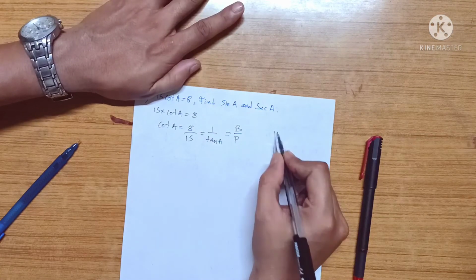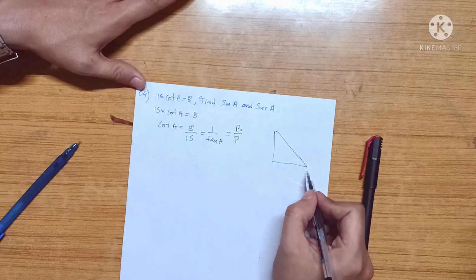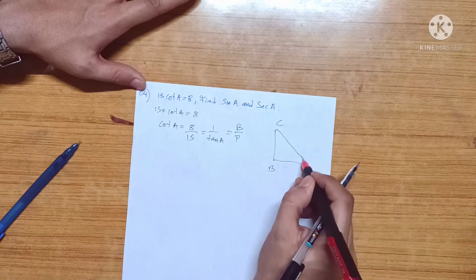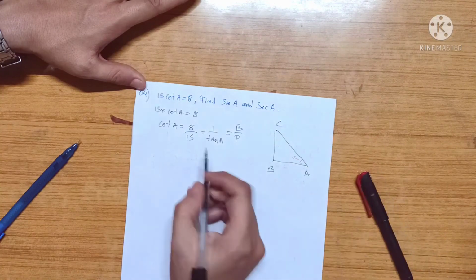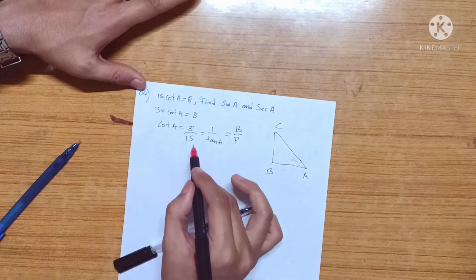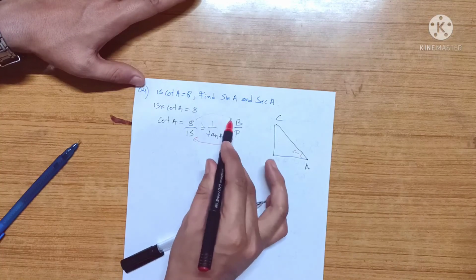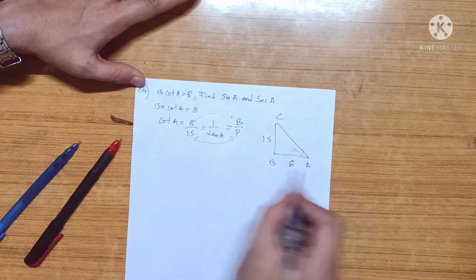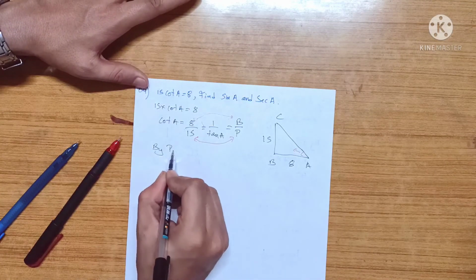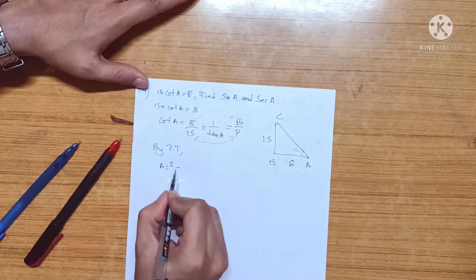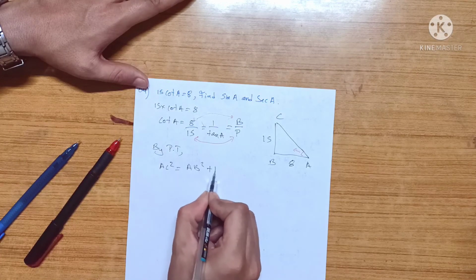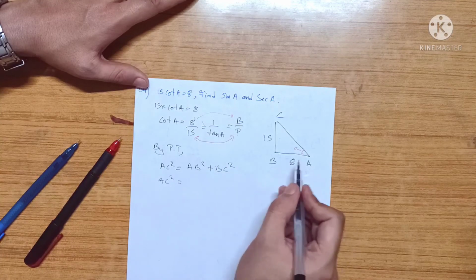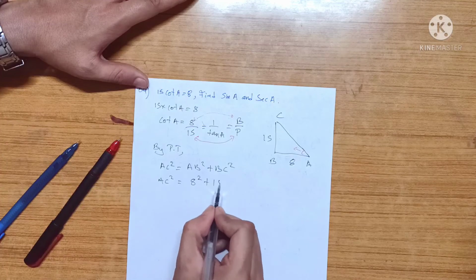I hope you understood that. So if you draw a triangle again, mark it as A, B, C, and according to A, the perpendicular in this case is 15, the base is 8, okay? So perpendicular is 15, the base is 8. So by Pythagoras theorem, we could say AC square equal to AB square plus BC square. AC square we don't know. AB is in this case 8, BC is 15.